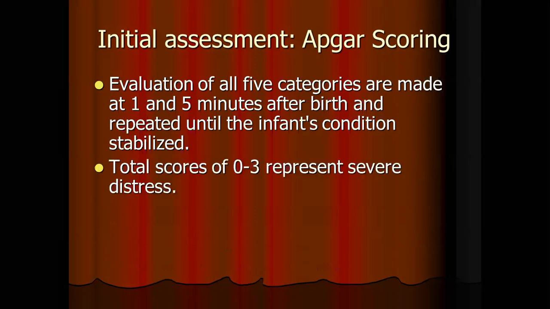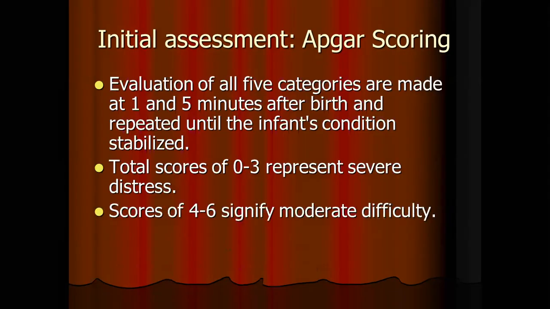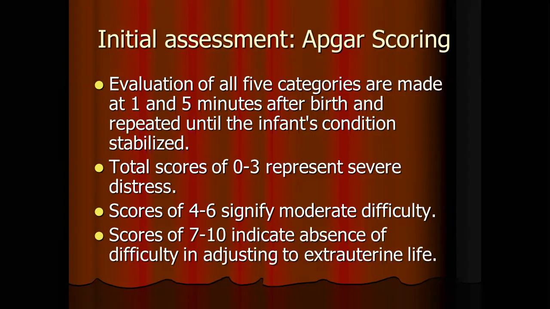A total score of 0 to 3 represents severe distress, a score of 4 to 6 represents moderate difficulty in adjusting to extrauterine life, and a score of 7 to 10 indicates the child is not having any difficulty in adjusting to extrauterine life.